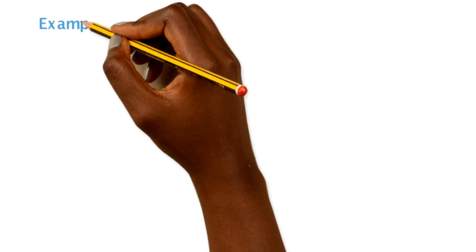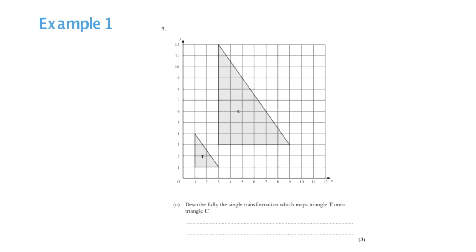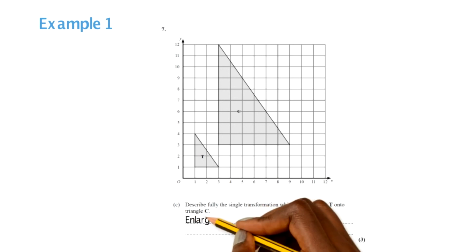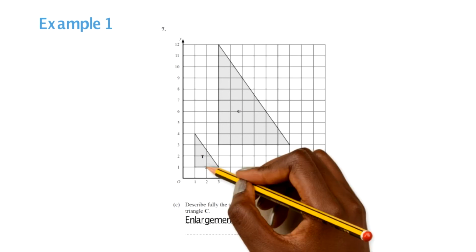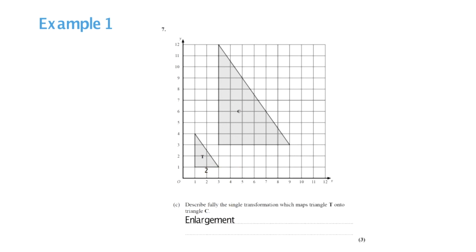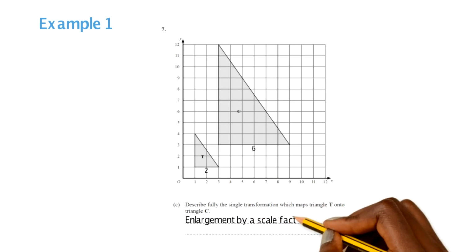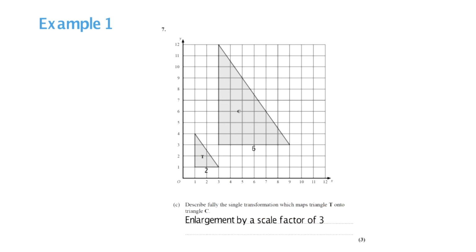So example number 1. This question wants us to describe the single transformation. We can see it's an enlargement because the shape is bigger. So enlargement's 1 point. Then to see how big the scale factor is, the equivalent line, it's 6 divided by 2, which is 3. So it's been enlarged by a scale factor of 3.